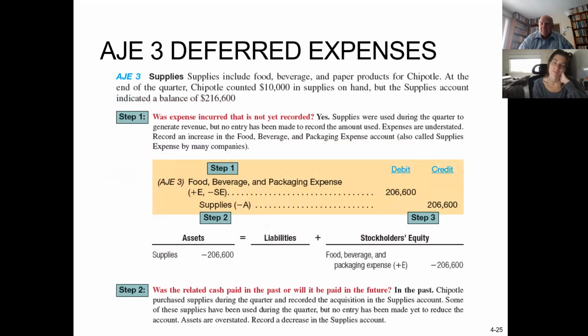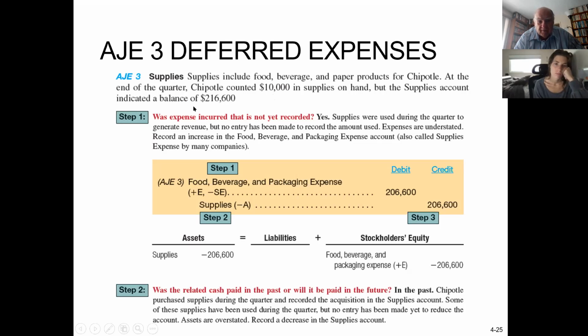Deferred expenses. These are the ones where money was zipping from one to another, but to no avail in terms of recording expenses yet. Supplies. Here is your basic prepaid supply adjusting journal entry. At the end of the quarter, Chipotle counted the supplies on hand. Think of them going back into their restaurants and they added up the straws and the cups and the utensils, the plastic forks. And they said, we've got $10,000 of that stuff on hand at the end of the period.